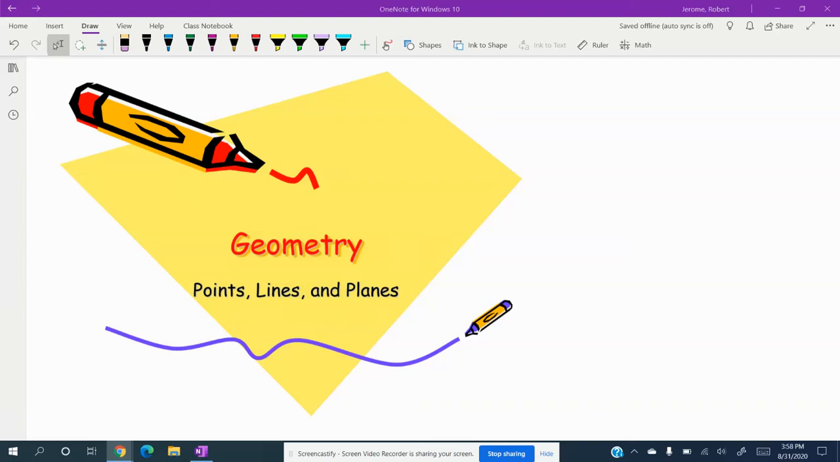Hey guys, we're going to start off our geometry stuff with points, lines, and planes. And these are things that you should already be somewhat familiar with. We're just going to be a little stricter with things. This is geometry class, so we have to be a little more particular with what these things are, how to identify them, finding them in the picture, naming them, things like that.